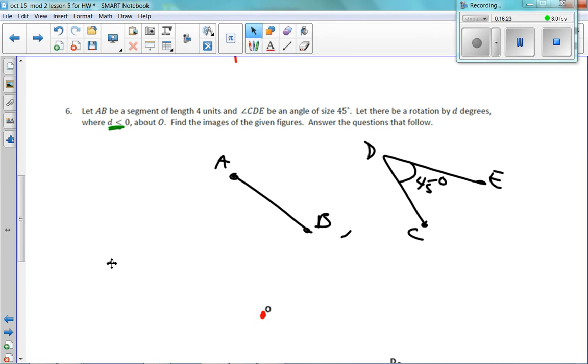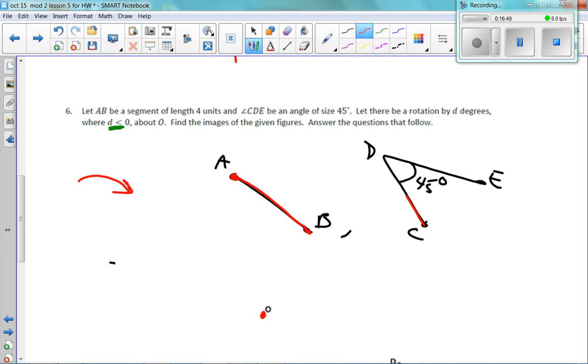O is right here. So you're going to put your transparency on your drawings of your line segment and angle. Put a point at O on your transparency. Once everything's on your transparency, you're actually going to turn your transparency in a clockwise direction. So you're turning your transparency to the right, and then mark where your object's moved.